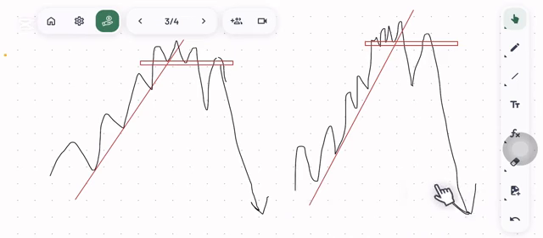Make sure the target gives you a minimum of 1:2 risk-reward ratio. Otherwise, don't take the trade. This is the first strategy, the first kind of setup. Now let's go to the chart. Let me show you a live example.